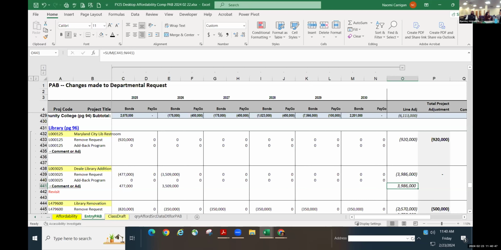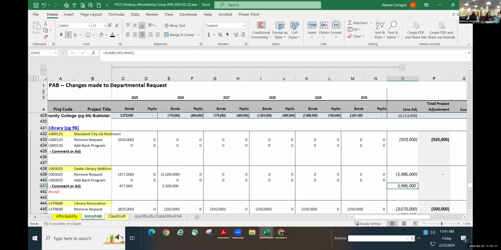Does it help to push it out a year? No, it doesn't really help. Because 27 is worse. Right. I mean, this is a new capital project. It could be removed due to affordability and brought forward again next year. All right, take it out.